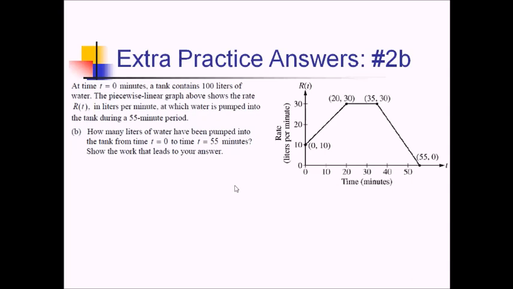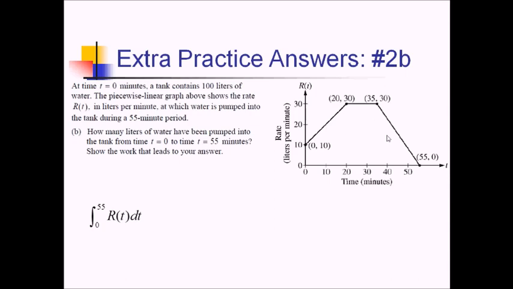For part B of this problem, we want to know how many liters of water have been pumped into the tank from time 0 to 55, with work. All right, well, we've got the rate at which water is being pumped in here. So to actually figure out the amount of water pumped in, we have to integrate this rate of change. Now to do that, we essentially need to find the area under the curve. So mathematically, we're taking the integral from 0 to 55 of r of t dt.